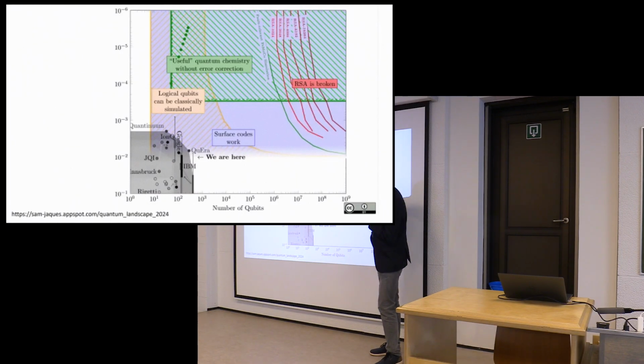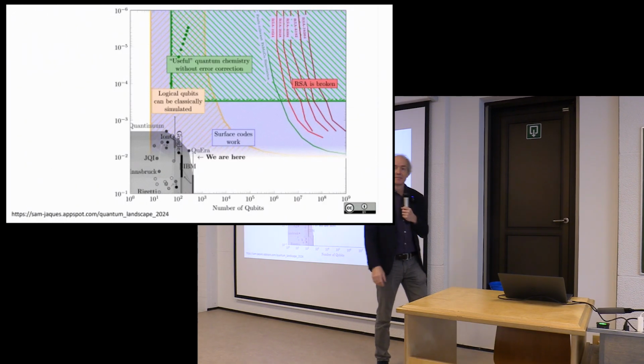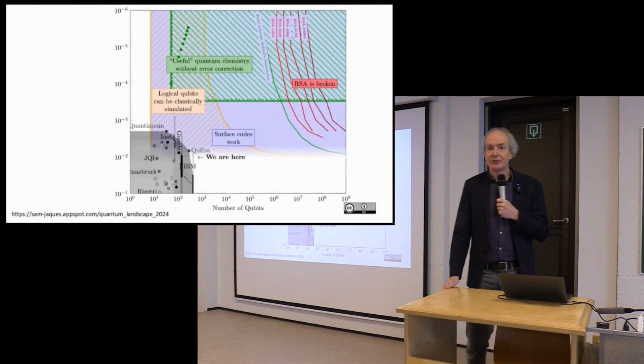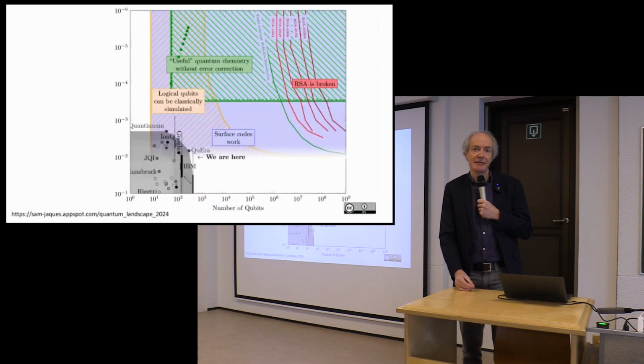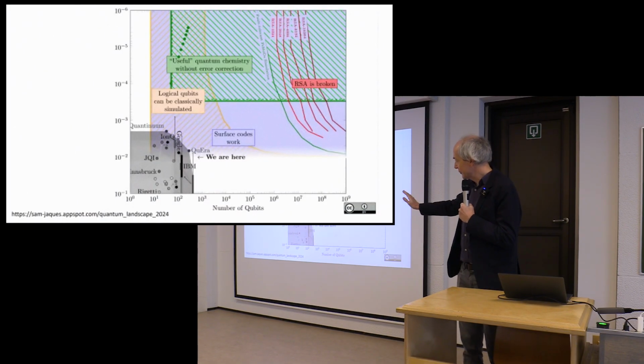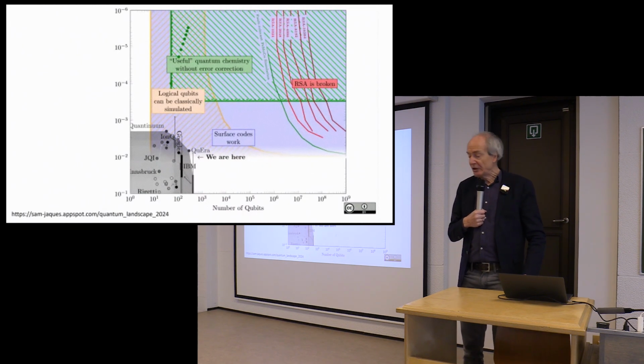To do error correction, you need to be in the blue zone. And then this is the gray area. This is where we've been. So it has taken about 35 years, because you saw the first research was actually early 90s. So more or less 35 years to get into the gray zone. But then, of course, this is the 2024 graph.